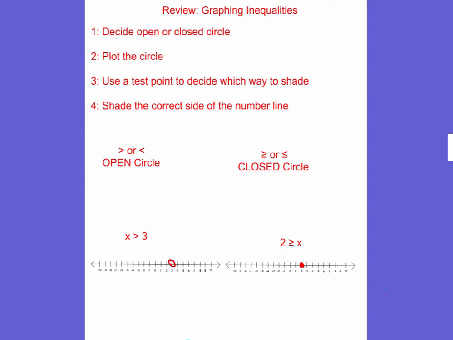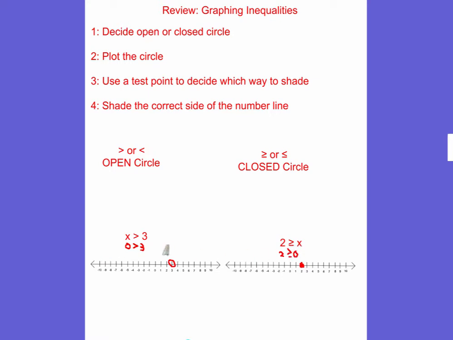Okay, so that's step 2. I've plotted the circle. Step 3 is to use a test point to decide which way to shade. A test point is just a point that is not the point that's given to you in the inequality. A good one to always use is the number 0, if you can. So I'm going to plug in 0 for x. So 0 is greater than 3, and 2 is greater than or equal to 0.